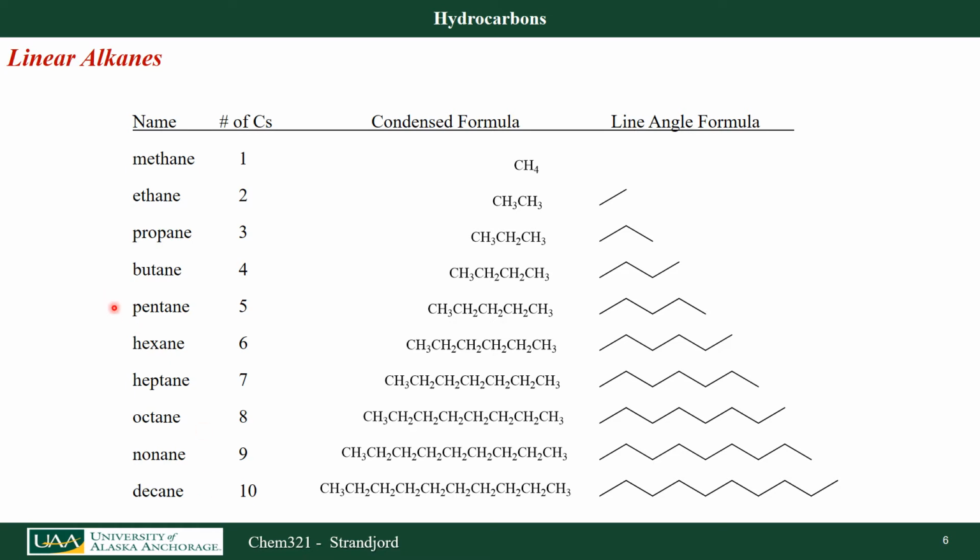You can see once we get up to 5, we follow the Greek and Latin for actually naming these compounds depending on how many carbons there are in a row. These first 4, methane, ethane, propane, and butane, are historical names. You can see here is the condensed formula for all those, and here is the line angle formula for all those hydrocarbons.